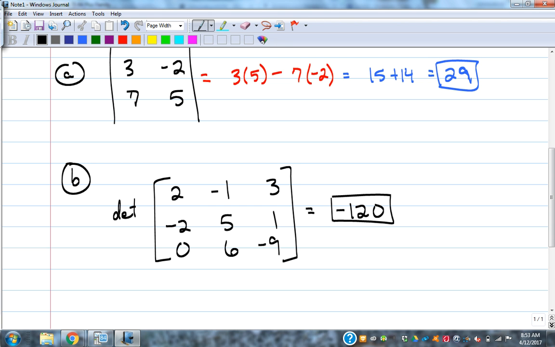Amazing. Nothing really spectacular about determinants. We're not using them to do a whole lot here. It's a property of a matrix. That's what I want you to get out of that.